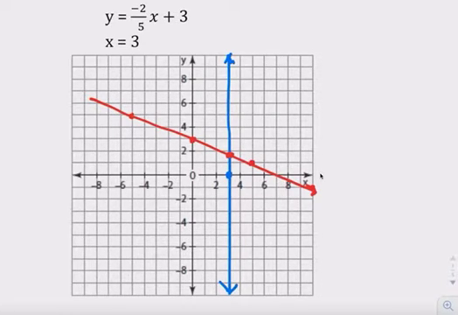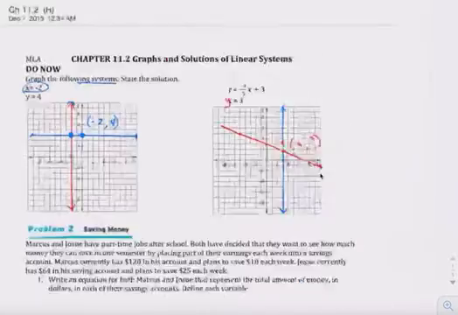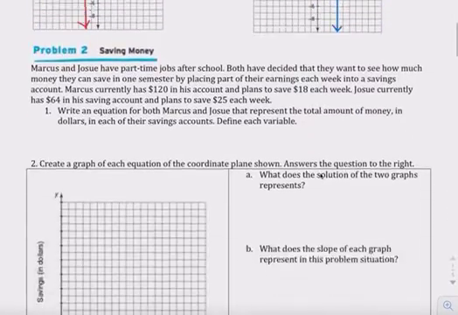I made a mistake. I meant to put y equals 3 here. So if that's the case, it meets here. So anyways, the solution is at this point here, 3, and probably about 1.8, somewhere there, okay? That's the solution, but we don't want to guess.